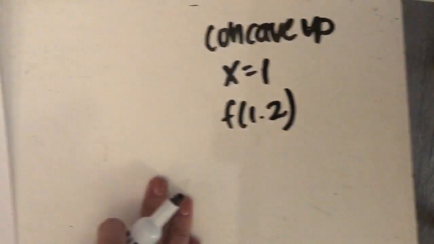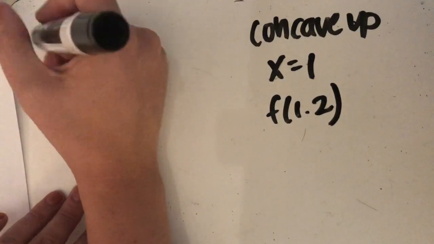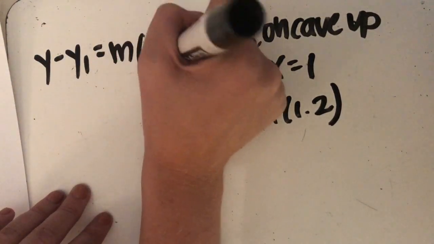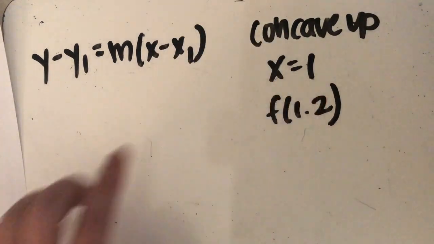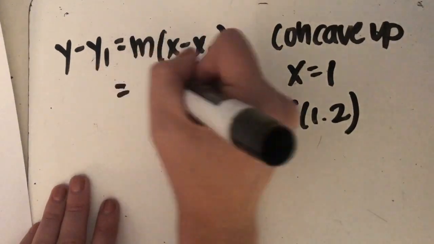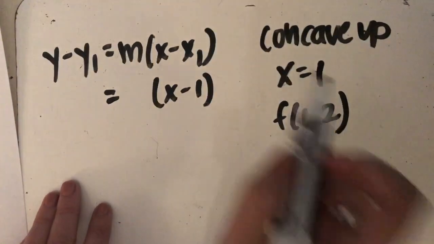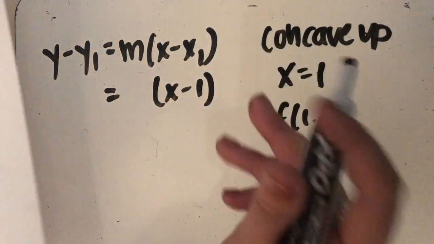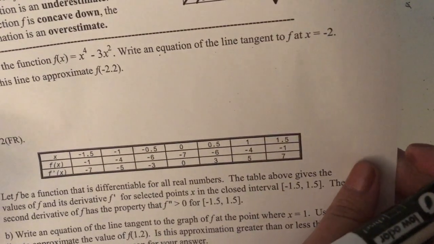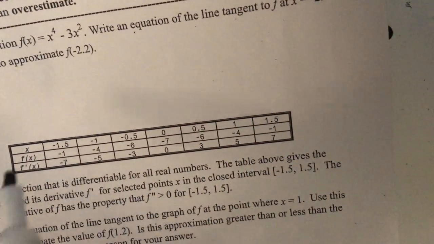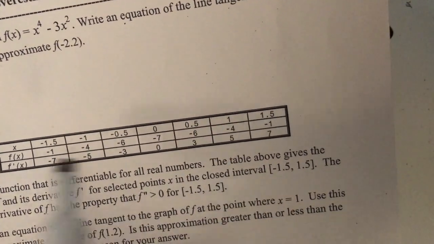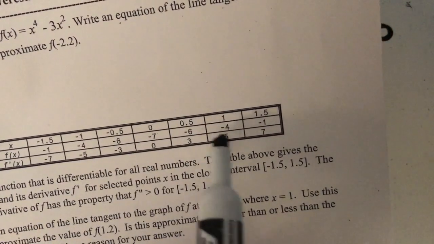All right, so I want the equation of a tangent line. So I know I need y minus y1 equals m times x minus x1. x1, I already know, it's 1. My m, remember, comes from my first derivative. This is nice. We don't actually have to do any calculations. I just have to find it. So I want to look for where x equals 1, and f of x would be the y value, right?